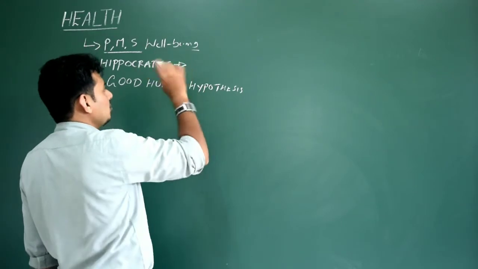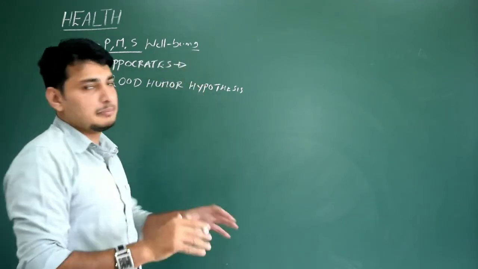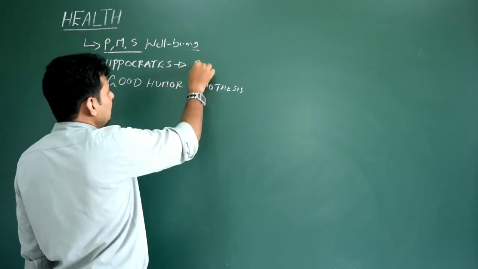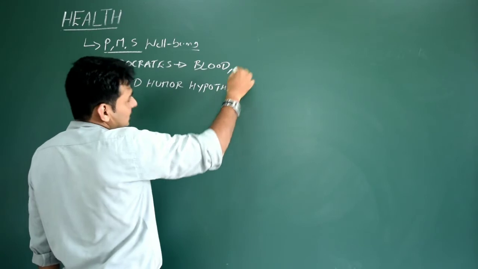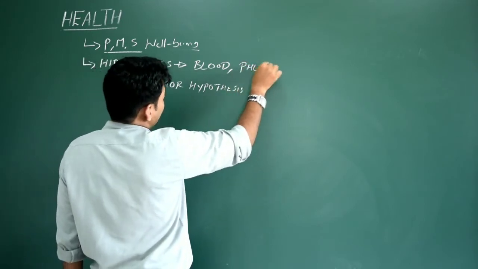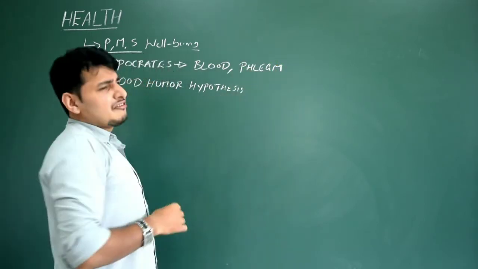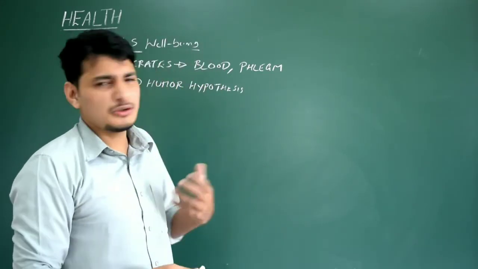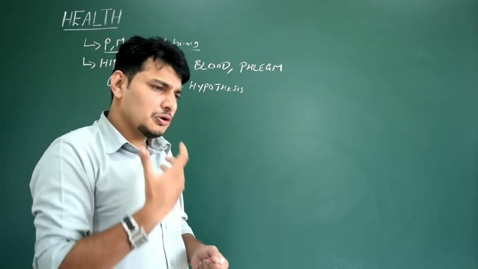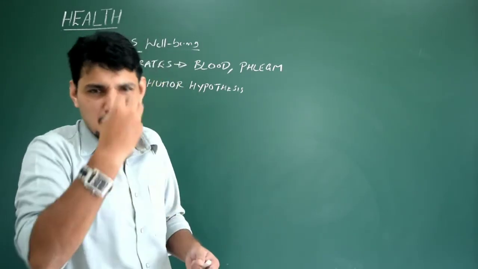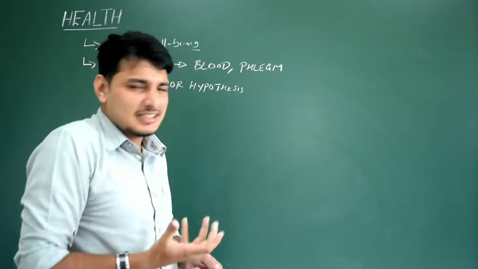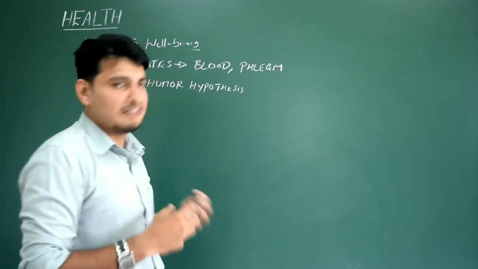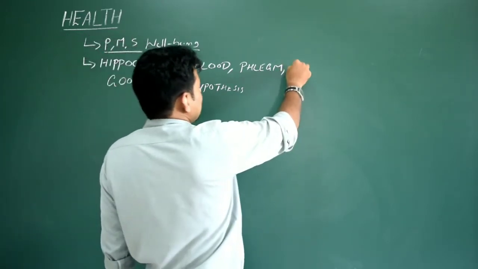According to him, the 4 different liquids play an important role in maintaining the body's health. The 4 liquids are, first, the blood. The second one is the phlegm. What is phlegm? Phlegm means the sputum, thick mucus. You have seen it, correct? Normally when we get a cold, in the initial days it will be liquid, watery, and after 5 or 6 days it will be very thick, yellowish in color. That mucus is called the phlegm. The next one is bile juices.